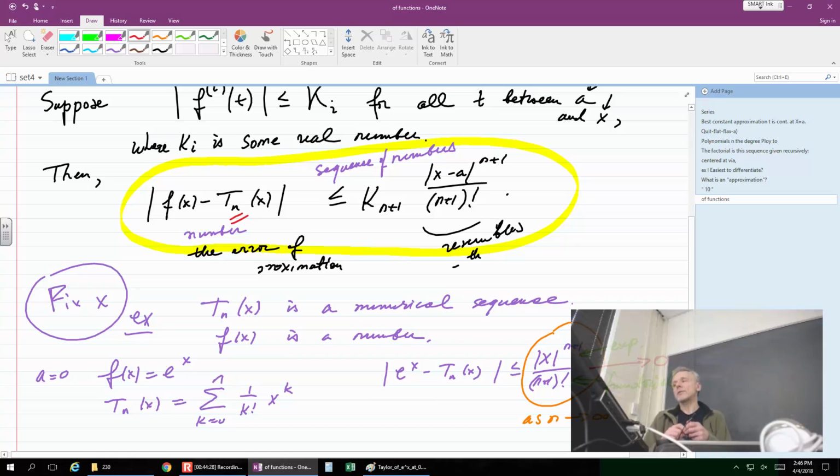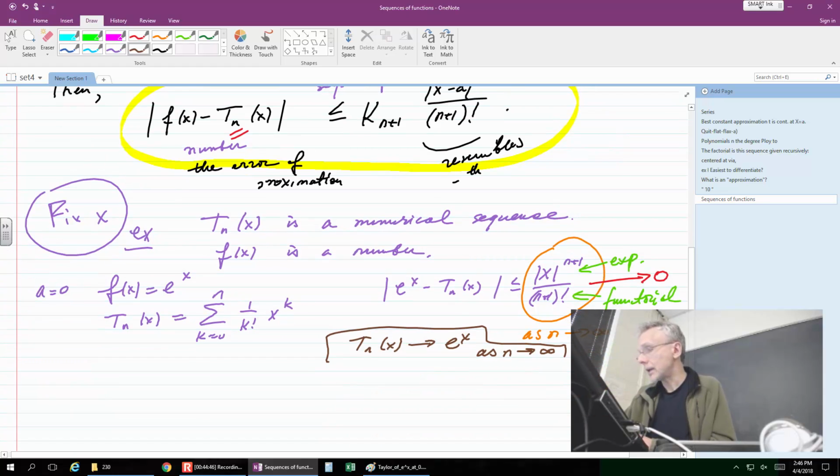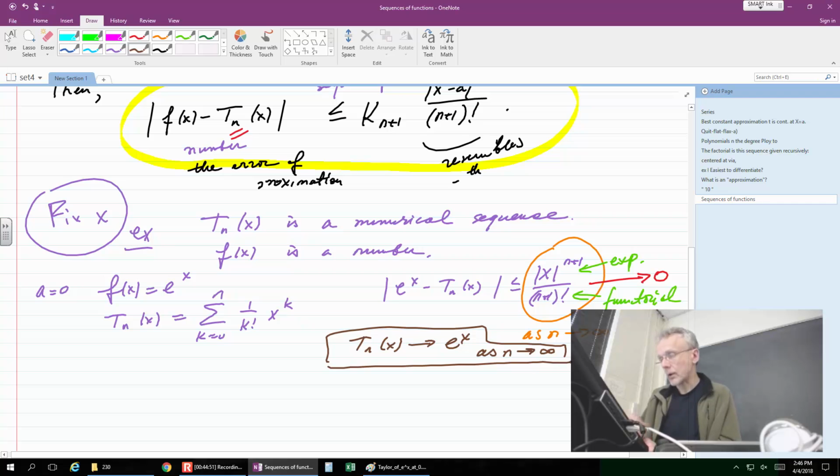Okay, and so it brings the whole thing to zero, which means, what does it mean? It means that we have this convergence of a sequence: T_n(x) converges to e to the x as n goes to infinity. Okay, so that's what we're saying, and that is the idea that we're now going to explore.